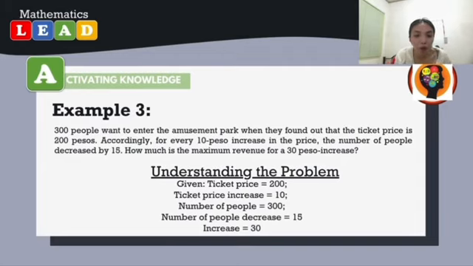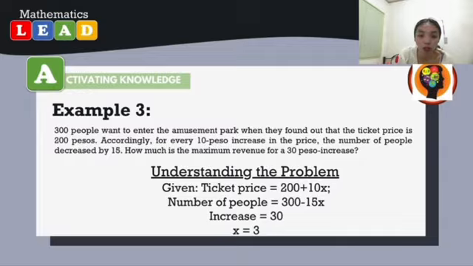We have to understand that the ticket price must be equal to 200 plus 10x, wherein 200 is the original ticket price. The 10x is the 10 peso increase in the price. X because we're still going to analyze what is x, on how many times that the price increase. Okay, the number of people is equals to 300 minus 15x. The minus 15x or the negative 15x refers to the decrease of people.